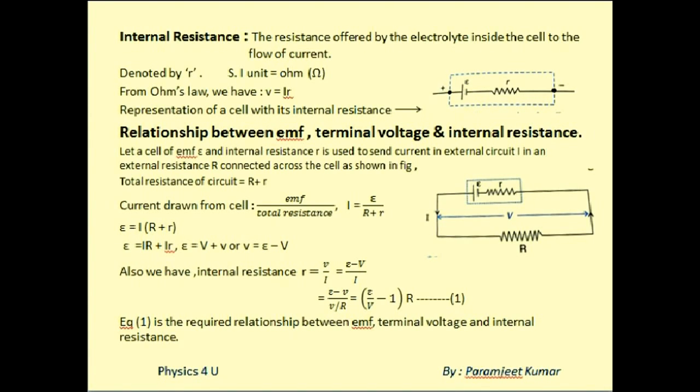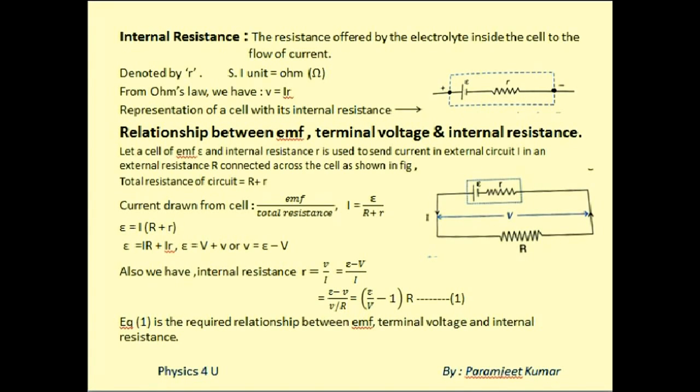Now we need to establish the relationship between EMF, terminal voltage and internal resistance. So for this we consider a cell of EMF epsilon and internal resistance r, which is used to send current in an external circuit through an external resistance R connected across the cell as shown in the figure. From the figure we can say that total resistance of circuit equals capital R plus small r, that is the sum of external as well as internal resistance. Now current drawn from the cell equals EMF by total resistance, so I becomes epsilon by R plus r.